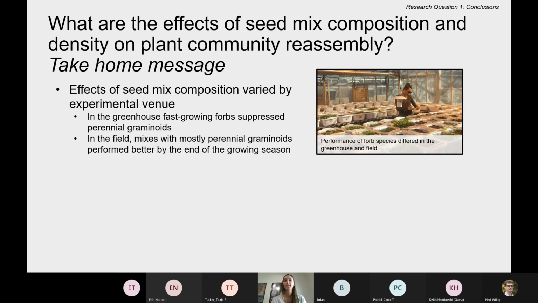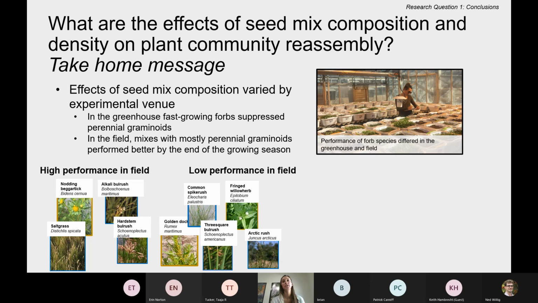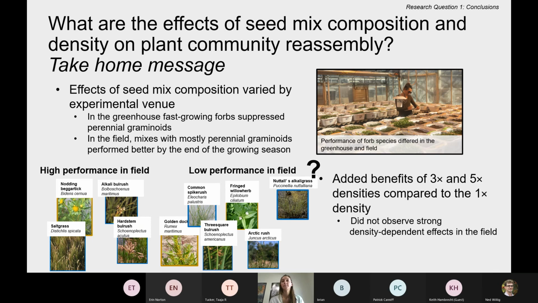So to wrap this first question up, in the greenhouse, we saw that fast-growing forbs suppress perennial graminoids, but in the field, we did not see that. In fact, mixes with mostly perennial graminoids perform better. And this is attributed to the performance of some of these species in the field. And so I've kind of ranked them from high performing to low performing in the field in case that's of interest to anyone tuning in today.